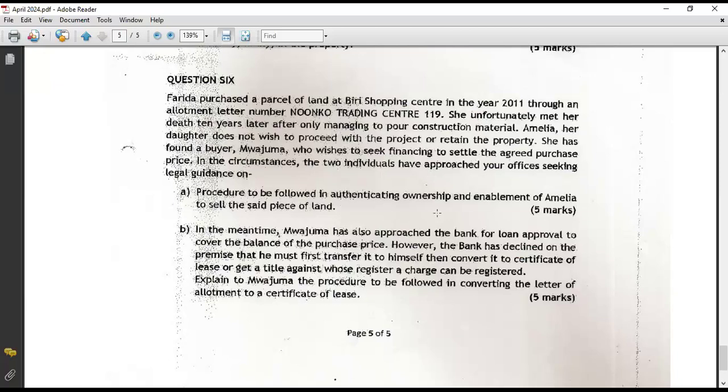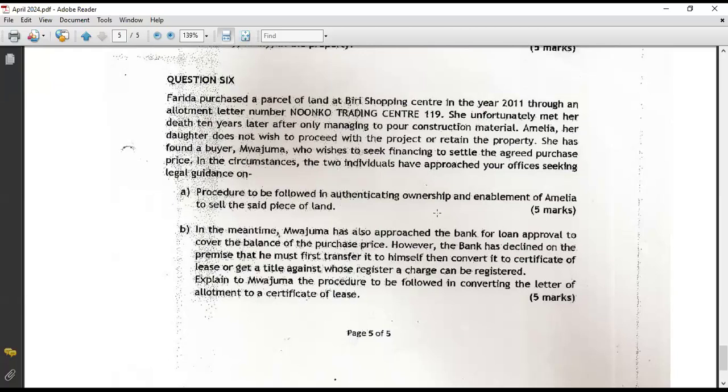So I have interpreted the question for you. This question 6A has two parts: the procedure to be followed in authenticating ownership, and the enablement of Amelia to sell the said piece of land. So when you're answering in an exam, you must be very specific. You must say the procedure to be followed by Amelia in authenticating the ownership, then the enablement of Amelia to sell the piece of land. So you can give 2 points in part one and maybe 3 points in the other part of A, and you get your 5 marks. So, Kate, what do you think?